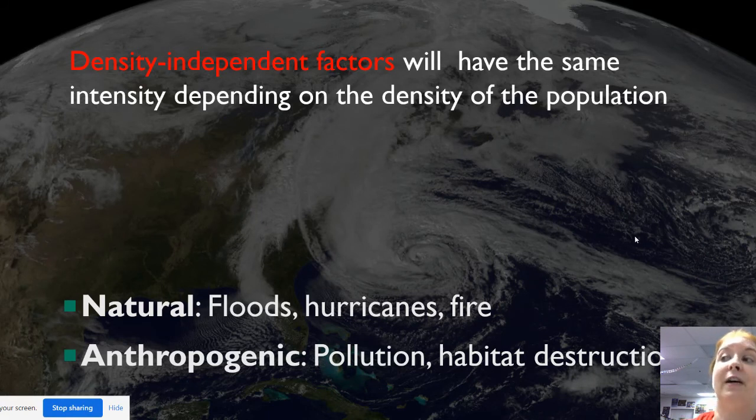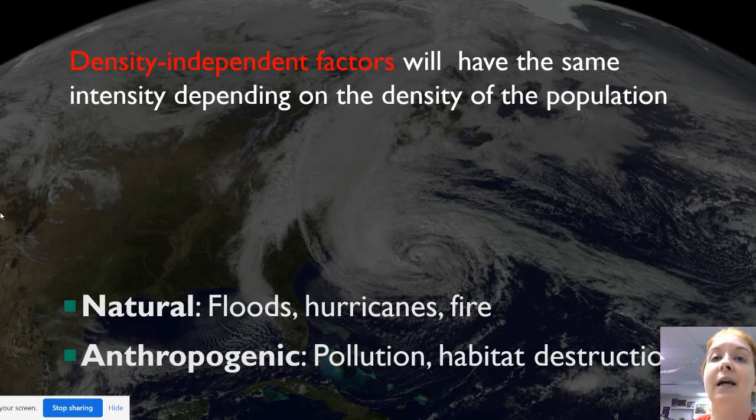Density independent factors are going to have the same intensity, which doesn't really depend on the density of the population. So these are natural things like floods, hurricanes, fire. A flood is going to happen. It's not seeking anyone or anything out. The flood does not care how much of a population is there. It's just going to happen.